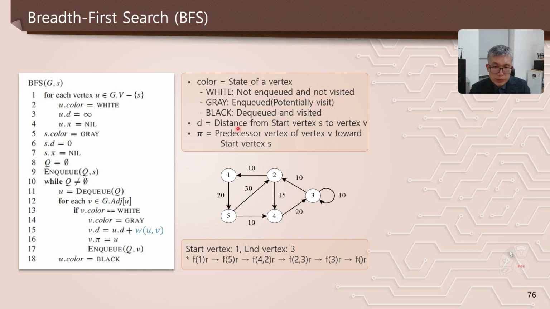This is the notation for the color state of a vertex. White is not included and not visited. Gray is included, potentially to visit. Black is dequeued and visited. Little d is the distance from the start vertex s to the destination through transit. For an intermediate vertex v, this is its distance. Pi is the predecessor vertex pointer of vertex v toward the starting vertex s, and using this we can create the actual shortest path in terms of hops.